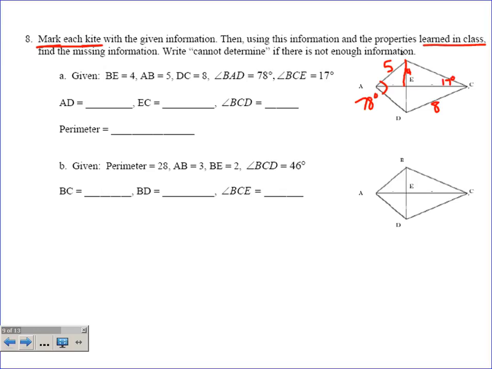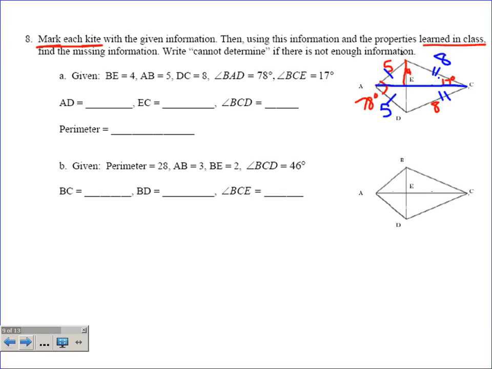We're going to have to take our time with this because there might be a lot of things going on. Refresh your memory with a kite. This side and this side are congruent. So if this is 5, how long is this going to be down here? 5, that's pretty easy. This side right here and this side right here are congruent. So if this is 8 down here, what's it going to be up here? 8.